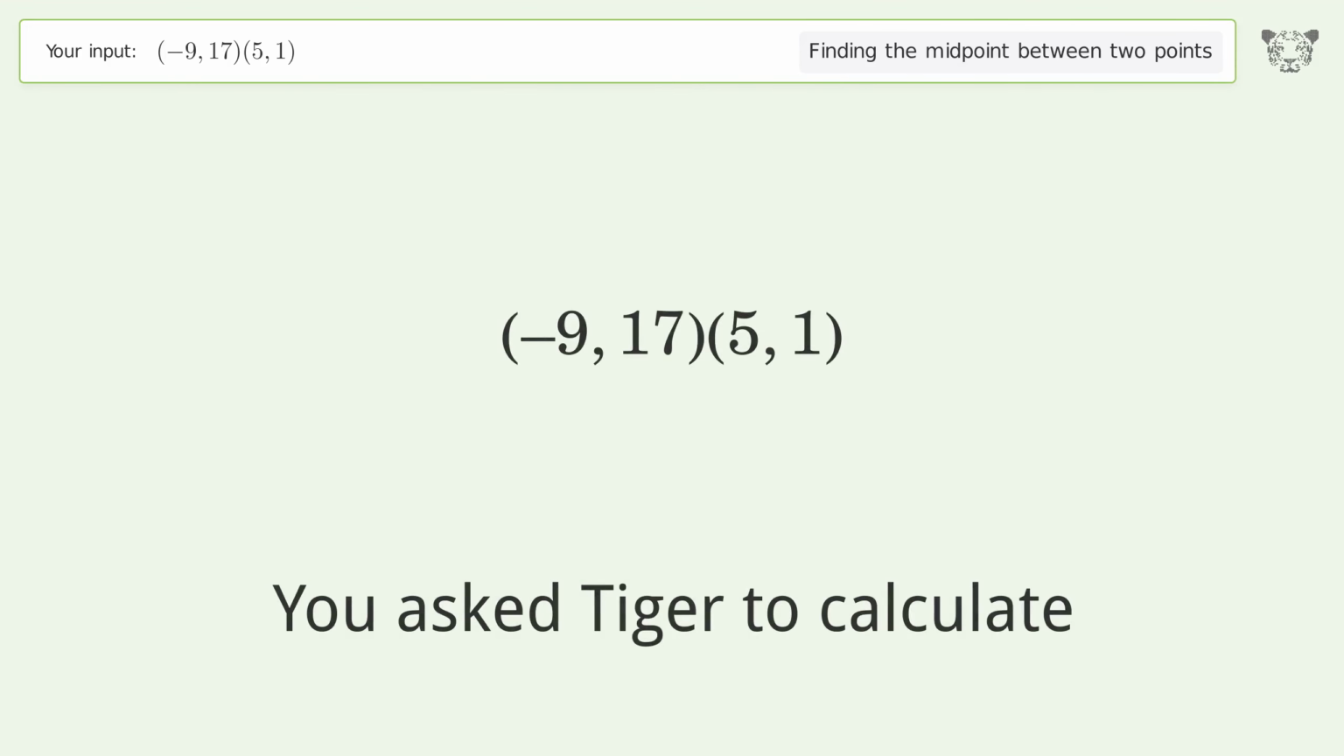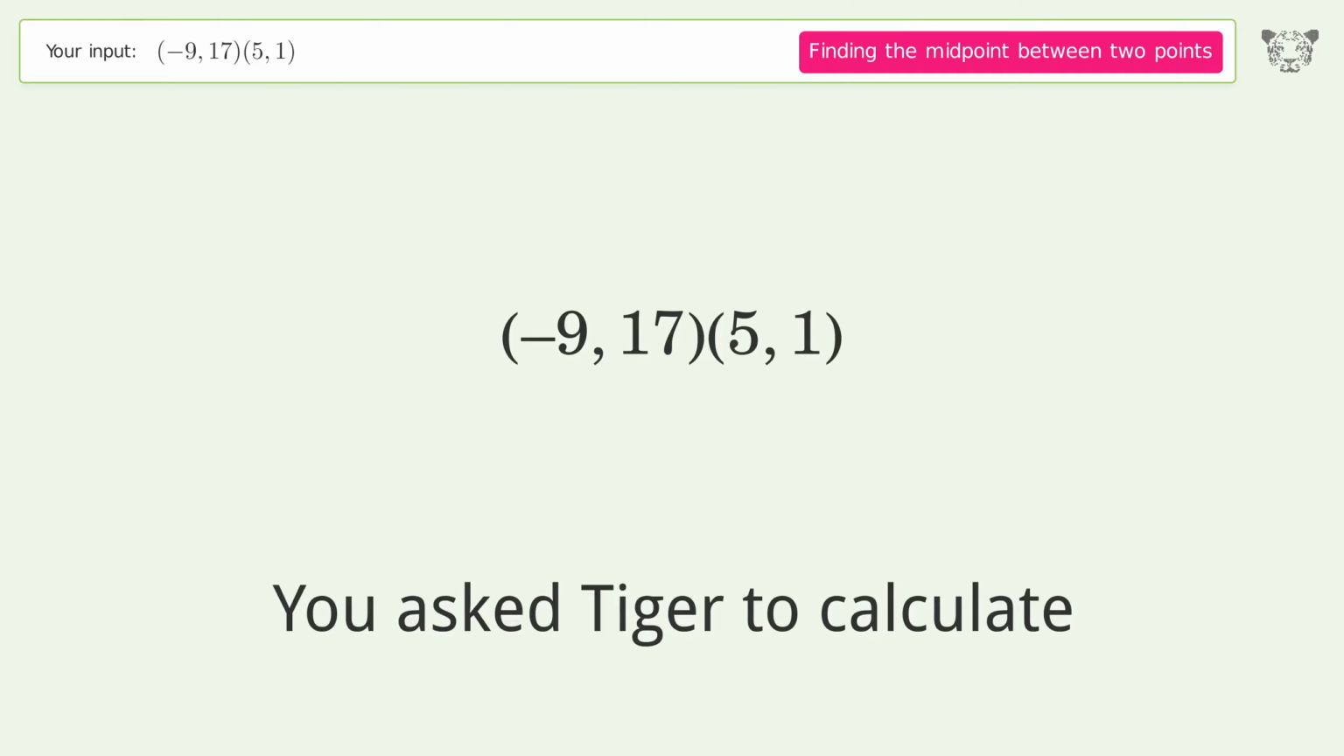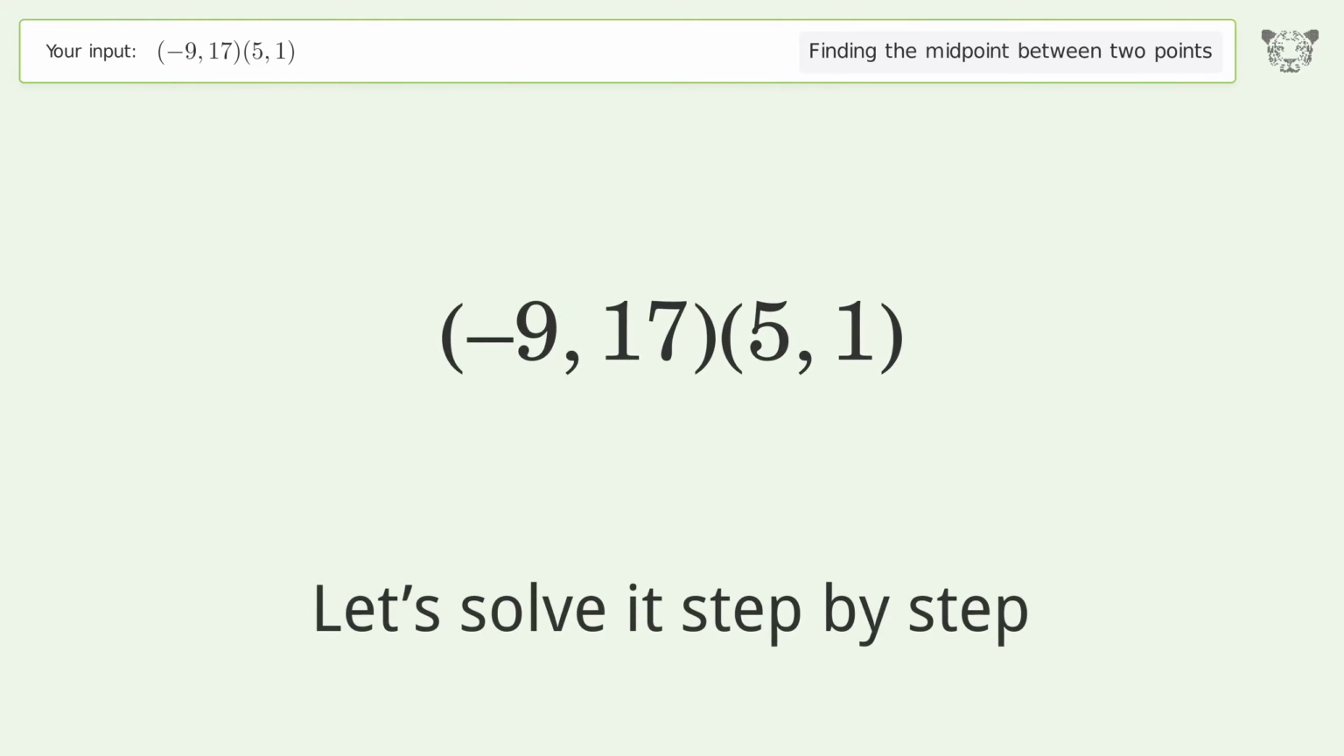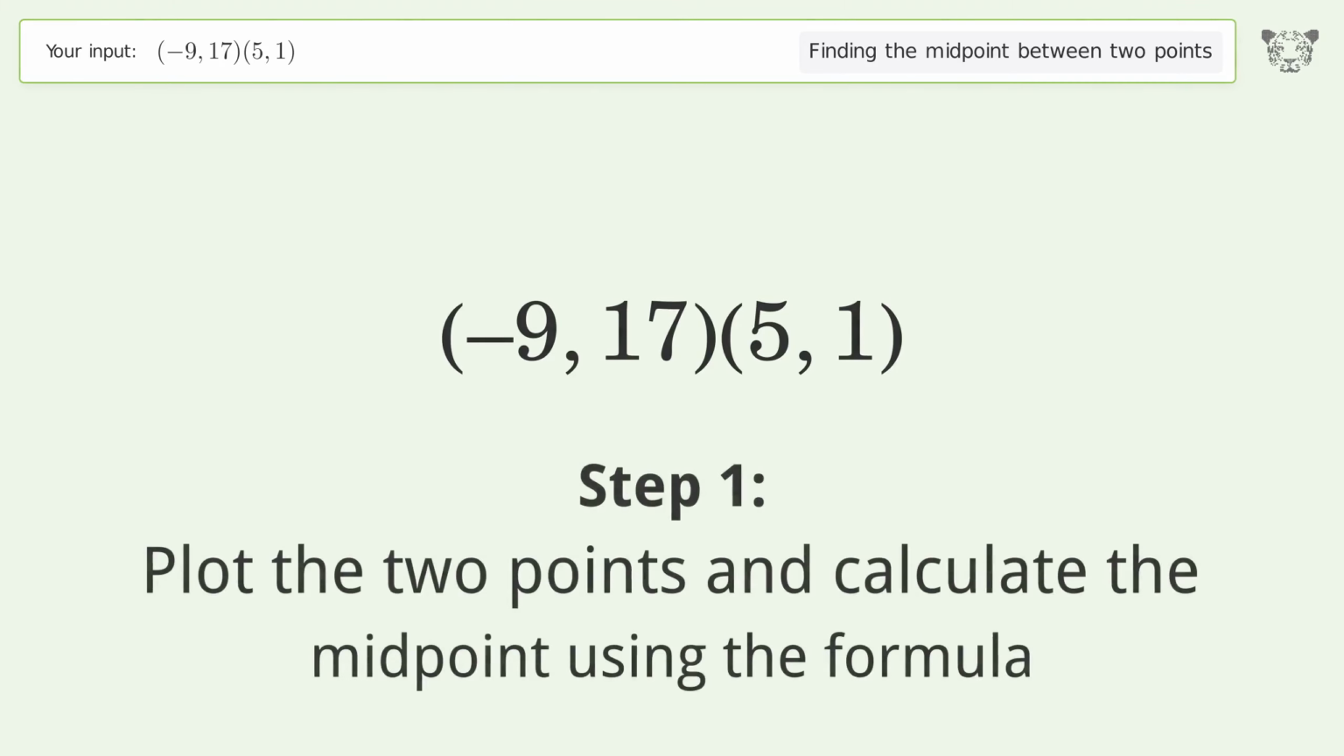You ask Tiger to calculate. This deals with finding the midpoint between 2 points. The midpoint between the 2 points is -2, 9. Let's solve it step by step. Plot the 2 points and calculate the midpoint using the formula.